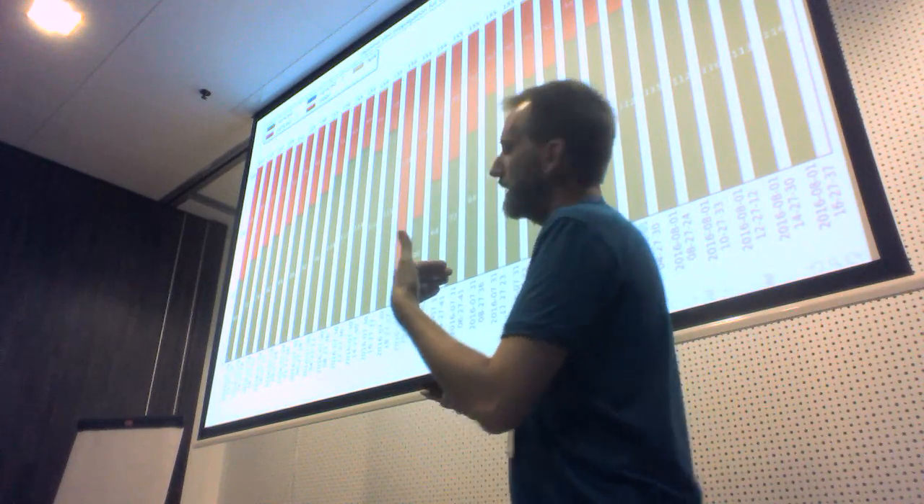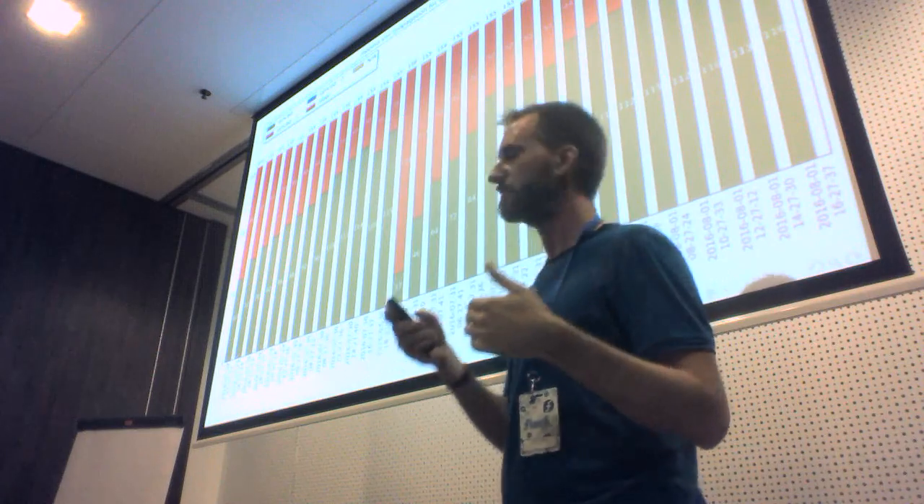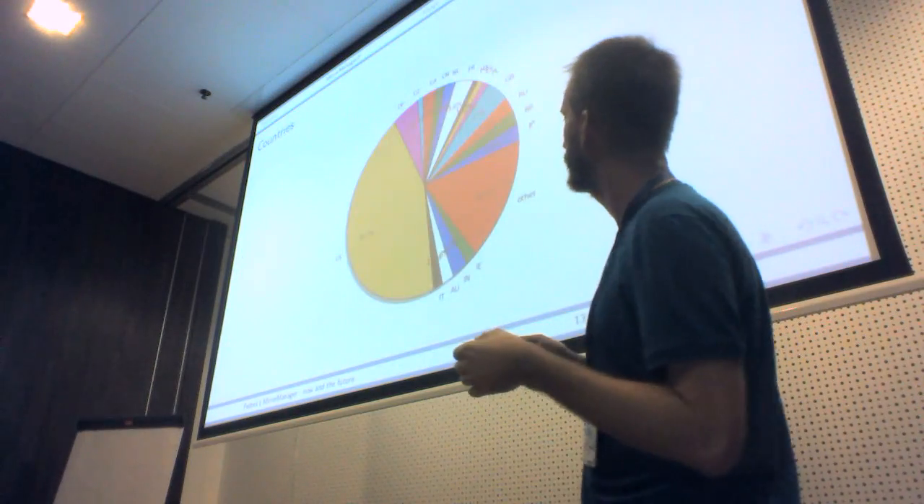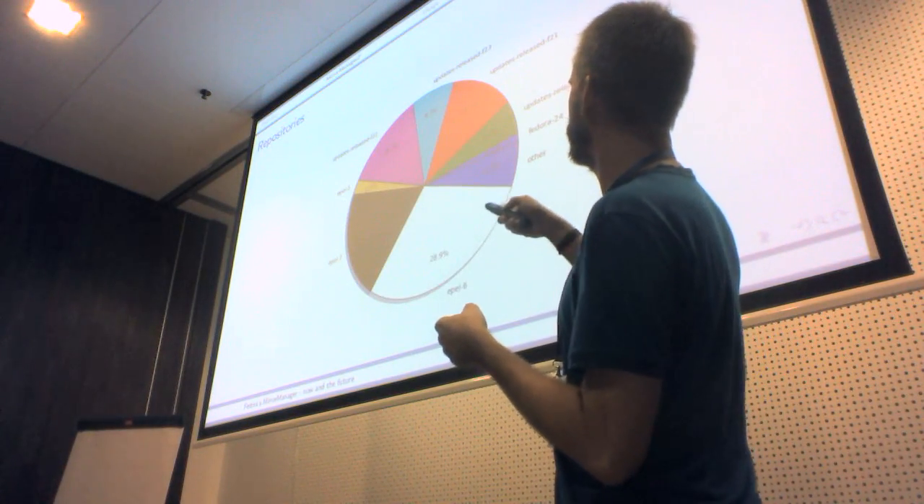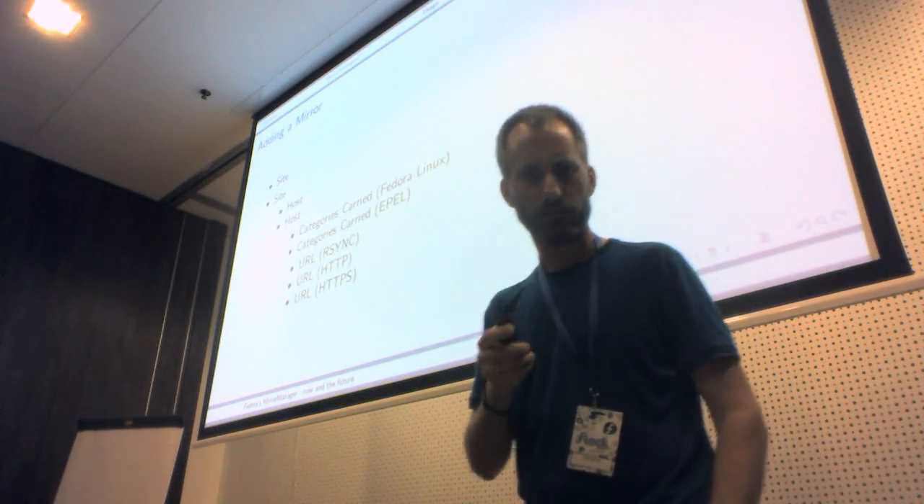I didn't have a look at April. A lot of people are only mirroring April, so this doesn't come out here in those diagrams. It comes out here, where you see that it's accessed a lot from the mirrorlist and Metalink service.